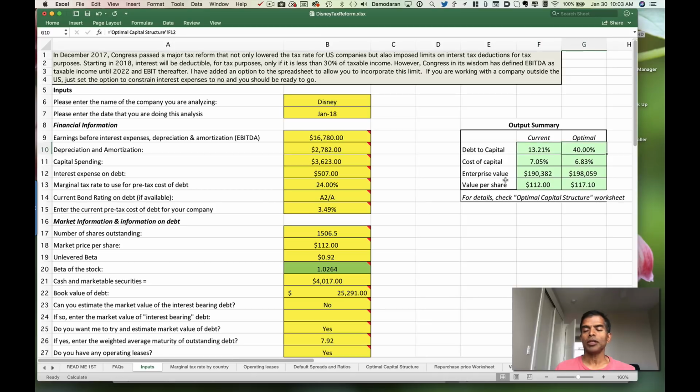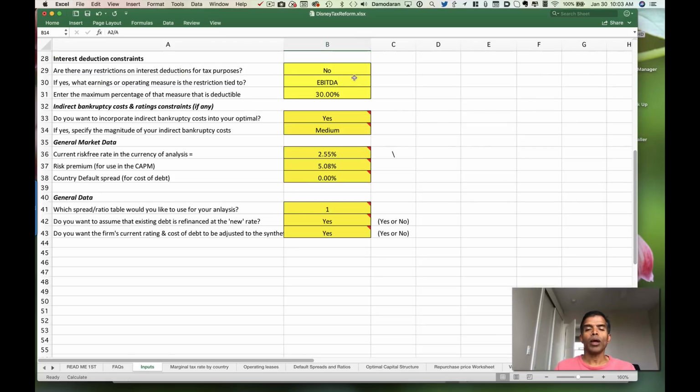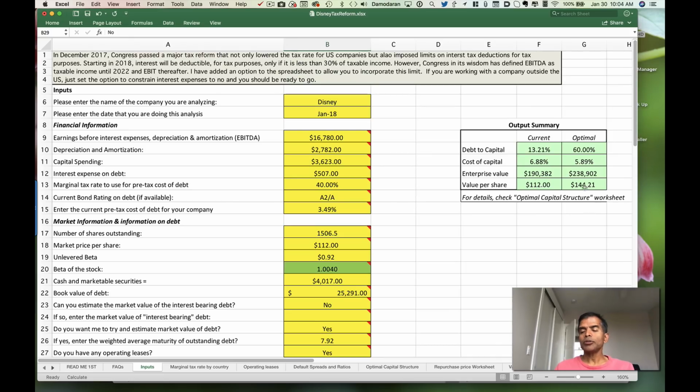what the optimal is. And for Disney, with the new tax code, it's about a 40% optimal. Just as a what-if, let's see what would have happened if you went to the old tax code. Let me change that to 40. And let me take away the restriction on debt. I did take it away, actually. So basically, let's see what happens to the optimal. It jumps to 60. Are you surprised? You shouldn't be. With the higher tax rate, I get a greater tax benefit.